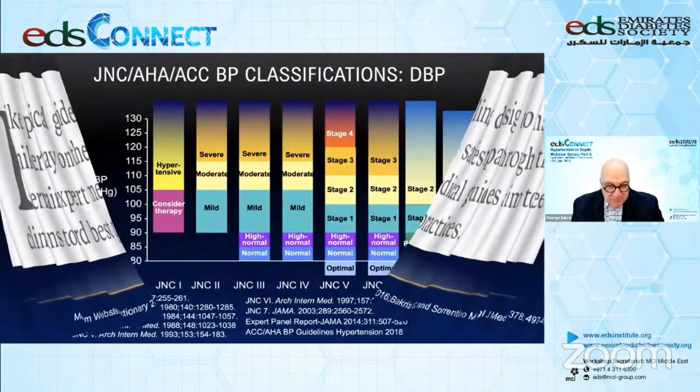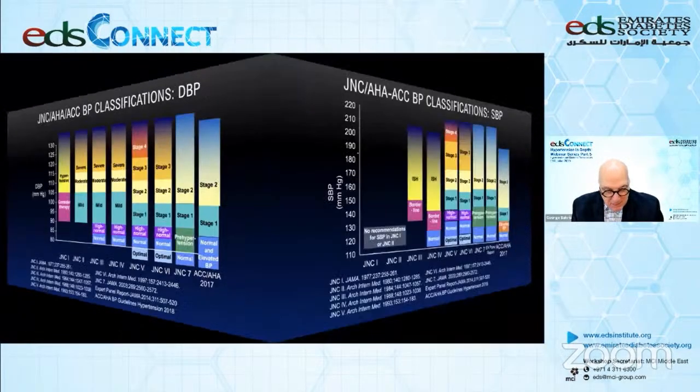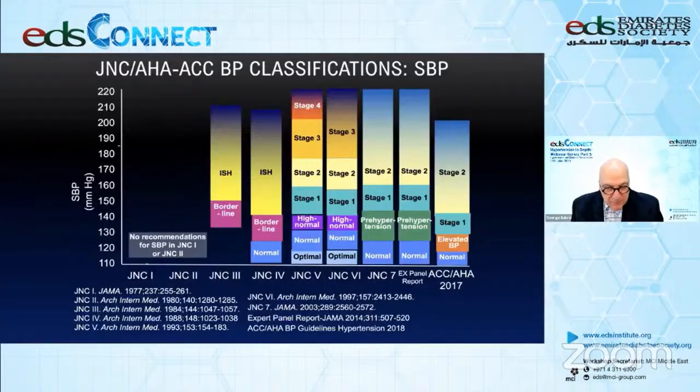You can see that these have evolved over time. This is the history of the guidelines in the United States. And you can see here that diastolic blood pressure was the original focus. And you can see how far we have come since the original guidelines in the 70s with being more aggressive with blood pressure control. Systolic blood pressure came later as people were living longer and they realized systolic blood pressure was very important. And again, you can see here the transition over time in terms of how people got more aggressive as we learn more about mortality, morbidity, and blood pressure control.